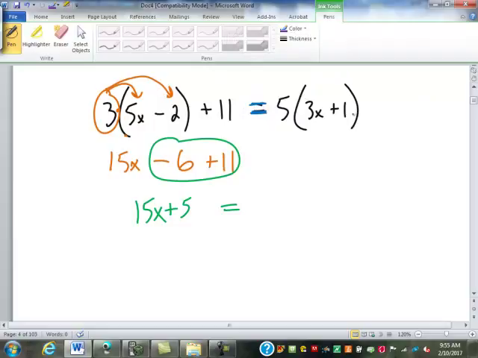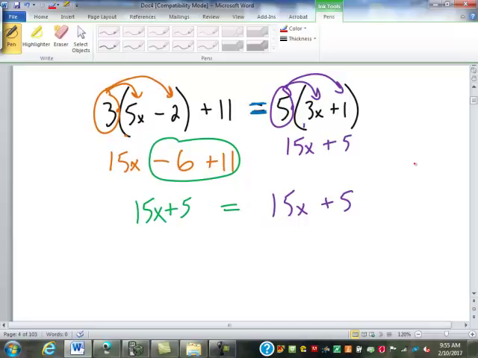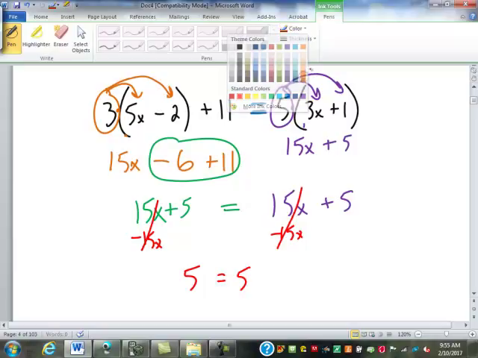On the right side, I see parentheses. Is there anything to do inside the parentheses? No. To the parentheses? Multiply by 5. So 5 times 3x? 15x. 5 times 1? 5. So now I see that there is an x on each side. What do I have to do? Get rid of one of them, right? Of course, they're both 15x, so what happens is I subtract and the 15x disappears. I'm left with 5 equals 5. The variable disappeared on me.